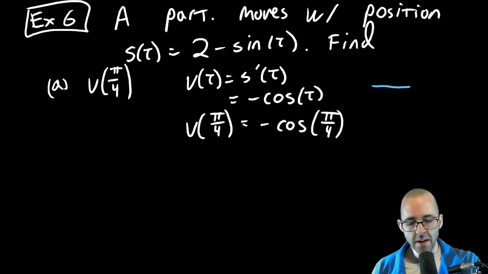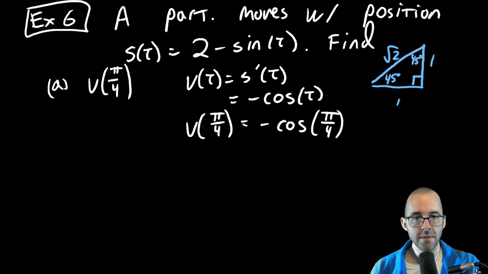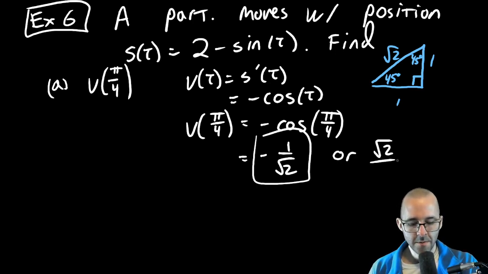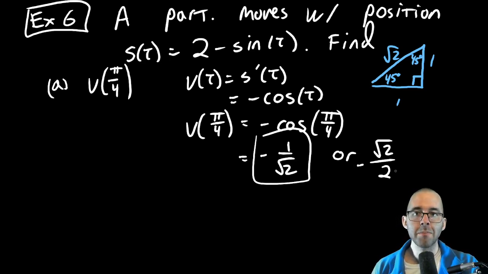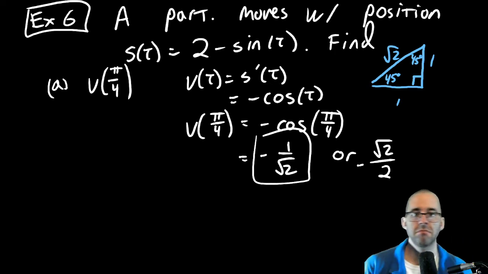Again, remember those reference triangles. Pi over 4 is 45 degrees. And that's this triangle. The cosine's 1 over root 2. I really don't care much about rationalizing denominators in this sense, but if you wanted to, you could. That's the velocity. So it is negative. It's moving backwards. It's moving to the left. Negative just means direction for velocity and position and acceleration.